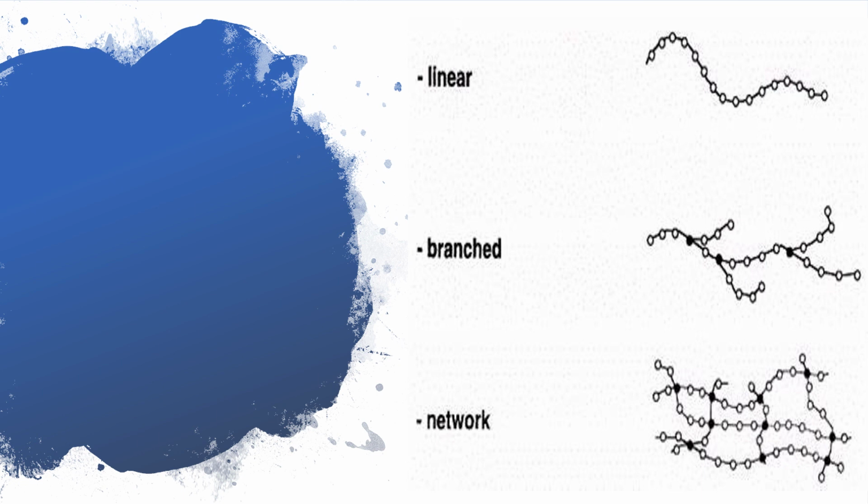So last one is network polymer. Here the monomer units are cross-linked together to form a three-dimensional network.